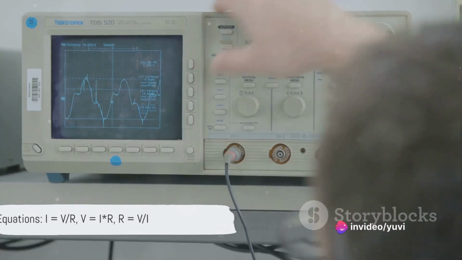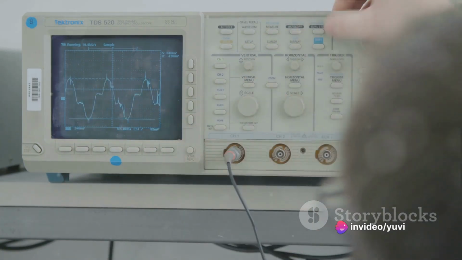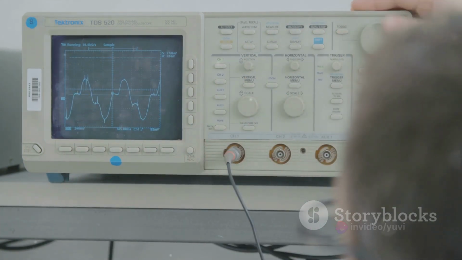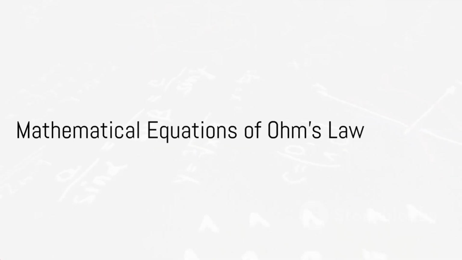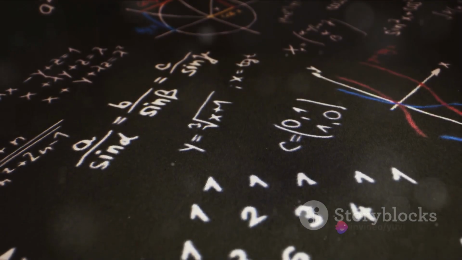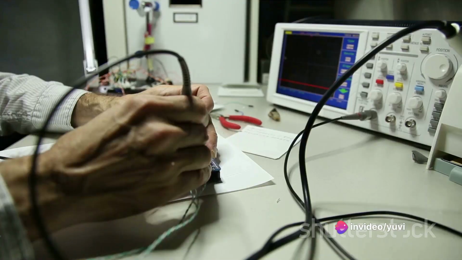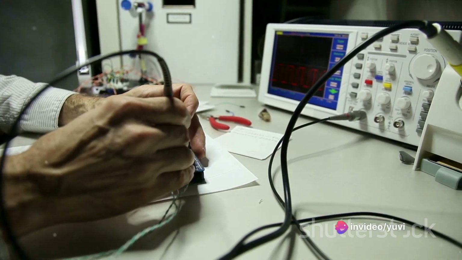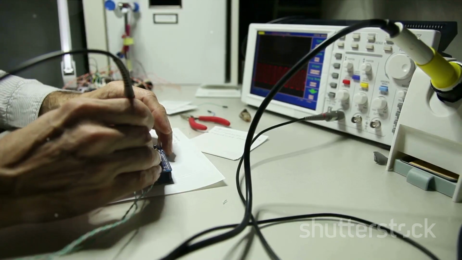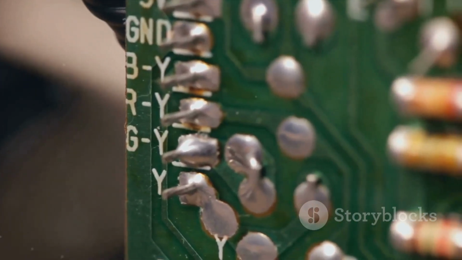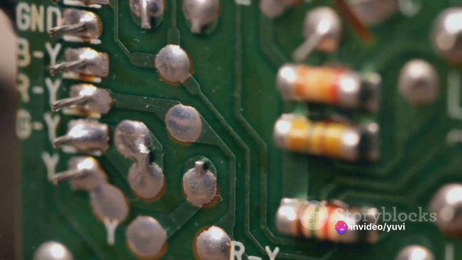This proportionality introduces a constant, the resistance, leading us to the 3 mathematical equations used to describe this relationship. The first equation, V equals I multiplied by R, indicates that voltage V is the product of the current I and the resistance R. The second equation, I equals V divided by R, shows that the current is the voltage divided by the resistance. The final equation, R equals V divided by I, tells us that resistance is the voltage divided by the current.